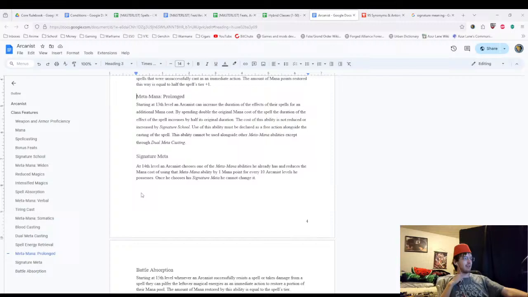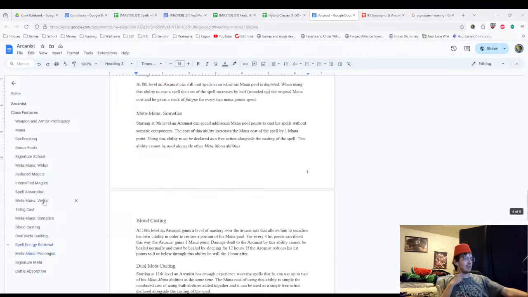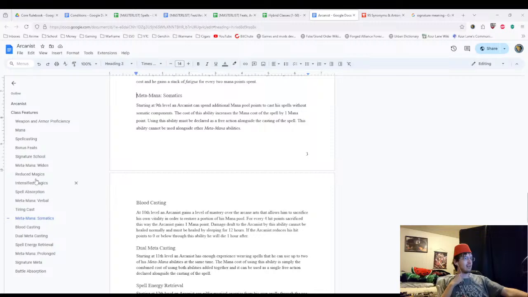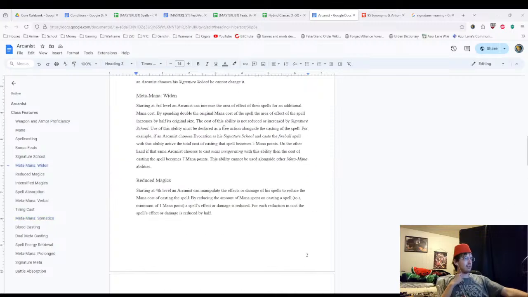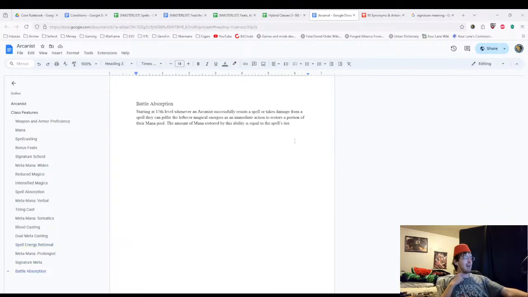Okay, so this is where I'm going to need to review the others here. Right. By spending double the mana cost, that's prolonged. See, verbal is just 1. Semantics is just 1. Widen is also double. So I think maximized is going to have to be triple, because that's taking out a whole bunch of die rolling, and you're probably going to guarantee some decent damage.